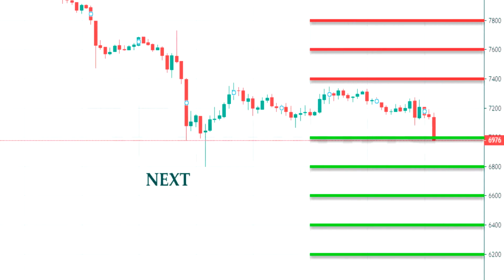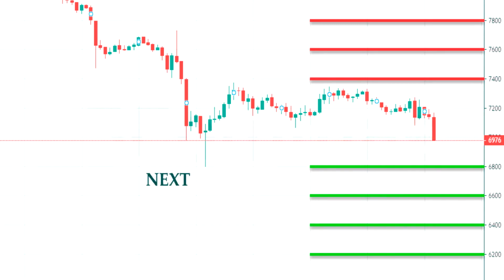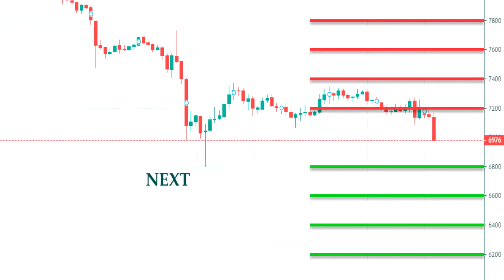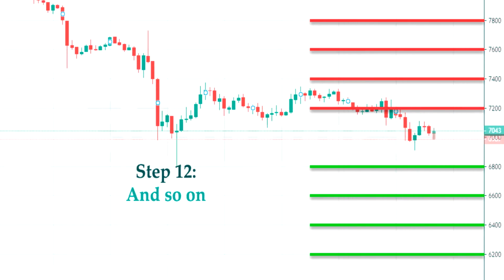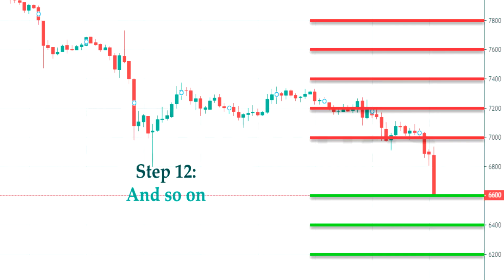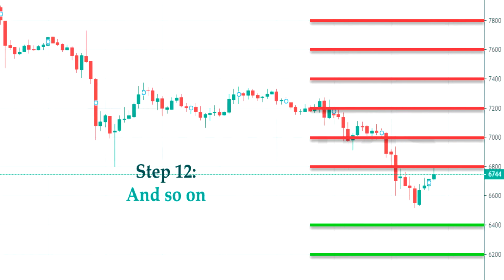The price then reaches a buy level, which will open a new position and put a sell order one level above. Again, the price reaches a few other buy levels, which all create a sell order one level above. And finally, the price hits a sell level again and will sell our position in profit.